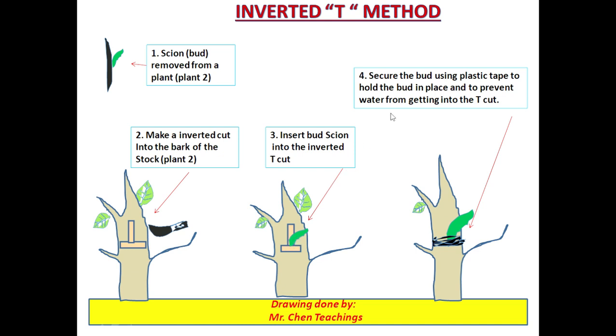And number four, secure the bud using plastic tape to hold the bud in place and to prevent water from getting into the T-cut. So of course, you would use tape to wrap around the bud to seal up the T-cut, to hold the bud in place. Alright, so that's basically how budding, the inverted T method, is carried out. So you will leave this plant to grow and watch it to see if the bud will develop. In some cases, what you can do is remove the other vegetative parts of the stalk to help the nutrients go to this bud.